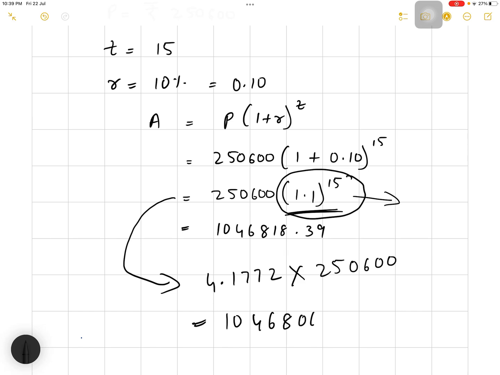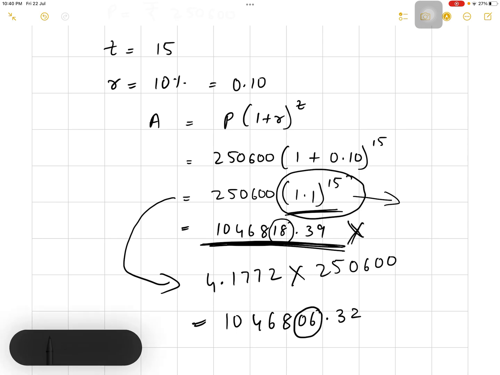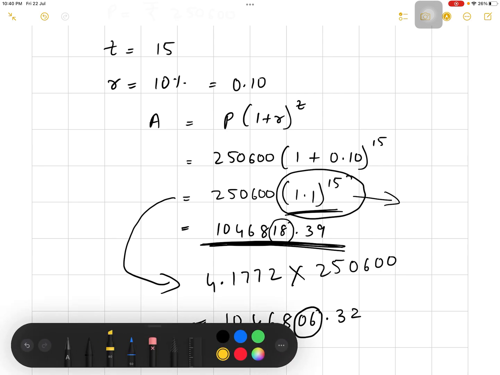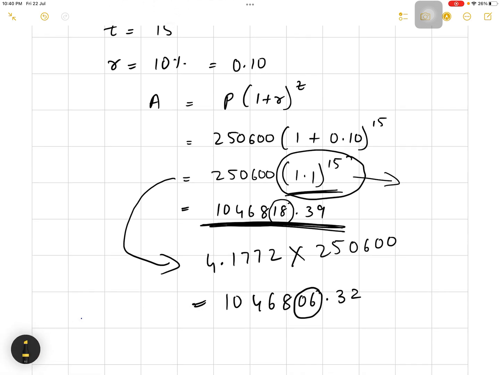10,46,806.32. See the difference. When we keep all the decimals, we got 18 and now we are getting 06. Correct? So 12 rupees difference is coming. So in the exam, I'll advise you all, do not keep all the decimals. If you keep this also, it's okay, but your answer will differ. Always keep only 4 decimals. That is the better way; in the scheme, we use 4 decimals while solving. So always make sure you are keeping 4 decimals.